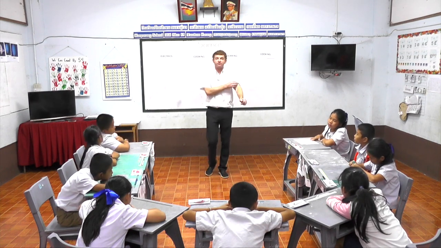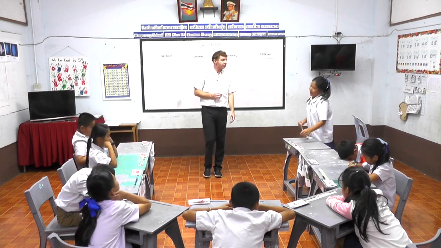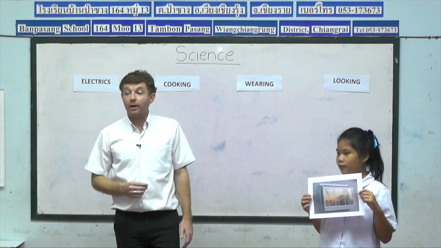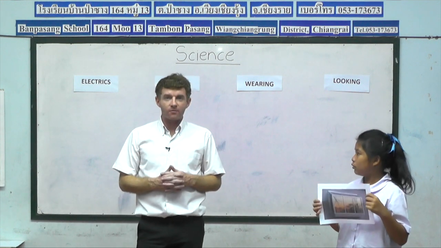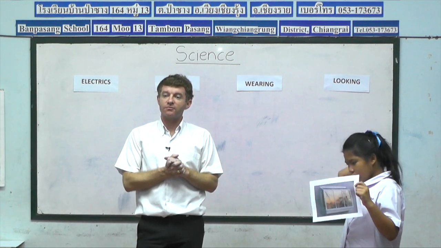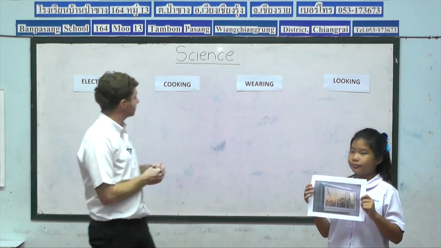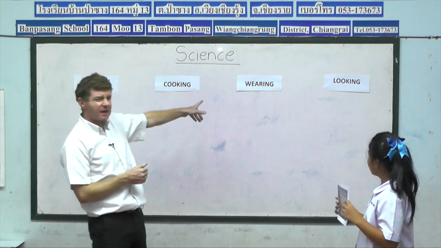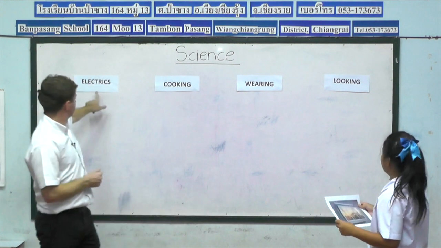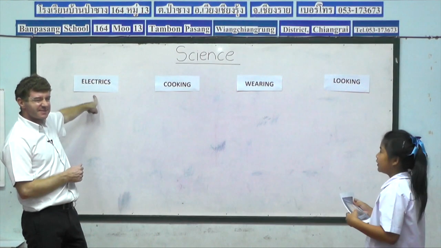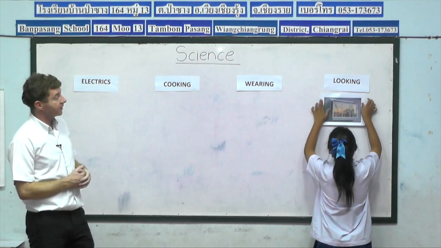Okay, and our first student today is Lakau. So Lakau, what's on your flashcard? It's looking, but what can we see? It's a window. What's the window made of? Glass. And what do you think's the best use? Do we wear glass? No. Do we cook with glass? No. Is glass good for electrics? No. No, glass is good for looking.